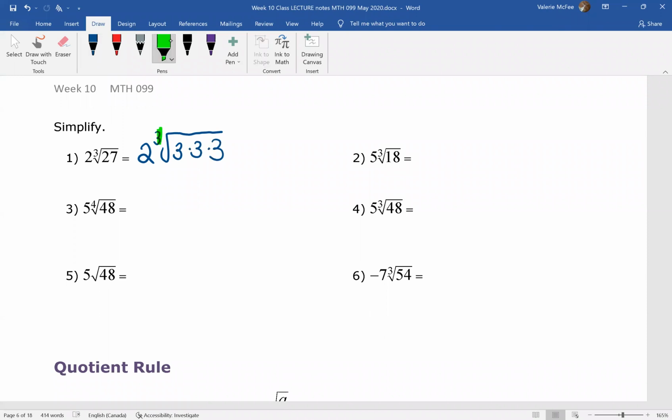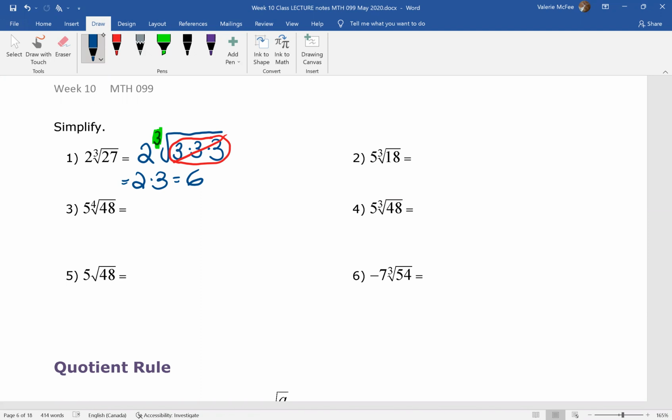The index tells us that we're looking for 3 factors that are the same. We have 3 3's. This equals 2 times 3, or 6.